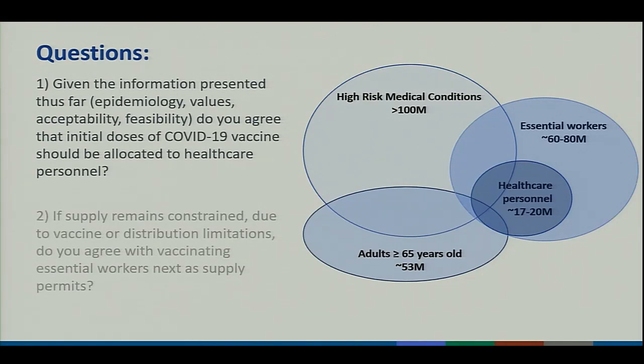We now have some questions for ACIP input. Given the information presented thus far, including the epidemiology, the values, acceptability, feasibility that you've heard about, do you agree that initial doses of COVID-19 vaccine should be allocated to healthcare personnel? I'll pause there before going on to the next question. We'll open it up to comments, please.